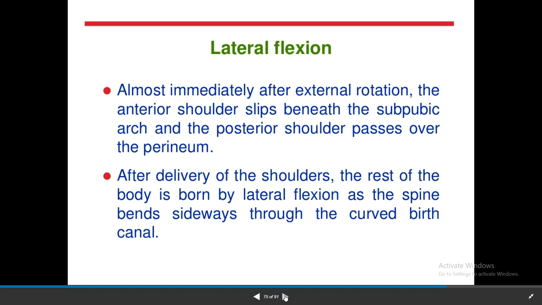In lateral flexion, almost immediately after external rotation, the anterior shoulder slips beneath the subpubic arch and the posterior shoulder passes over the perineum. After delivery of the shoulders, the rest of the body is borne by lateral flexion as the spine bends sideways through the curved birth canal.